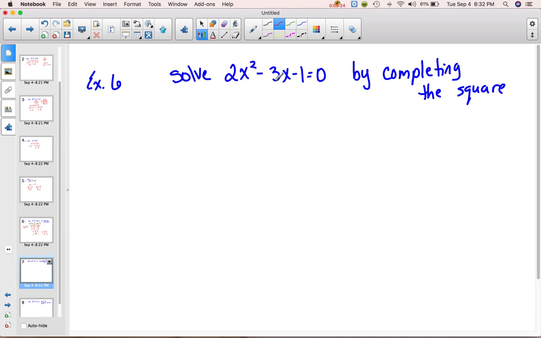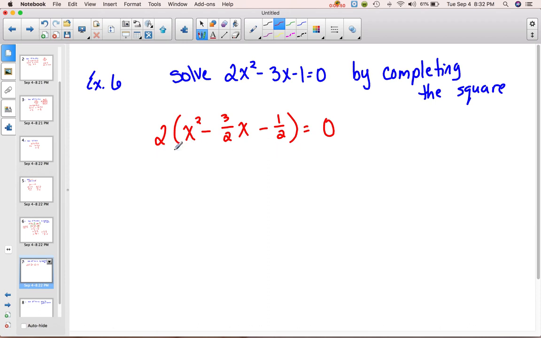a 1. So the first thing you're going to do is factor out a 2, because when we complete the square we want it to just be an x squared. So I'm going to factor out a 2, and I'm going to have x squared minus 3/2 x minus 1/2 equals 0. So factoring out, remember factoring is like dividing, so that's where the 3/2 and the 1/2 came from.